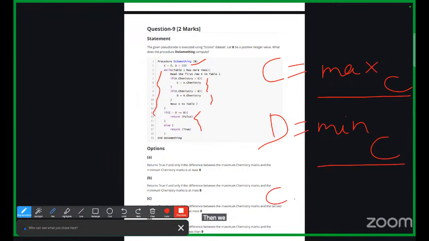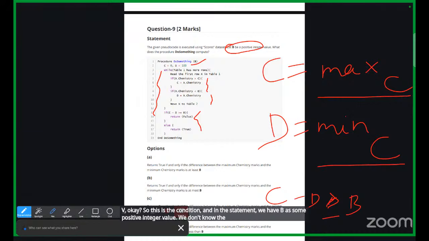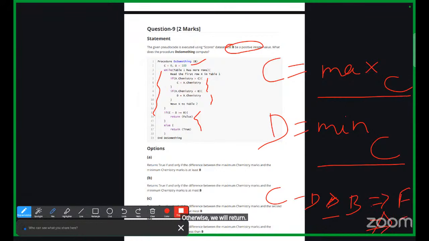Then we have C minus D is greater than or equal to B. So this is the condition, and B is some positive integer value. We don't know the value exactly, but it is a positive integer. If C minus D is greater than or equal to B, then we return false. Otherwise, we will return true.